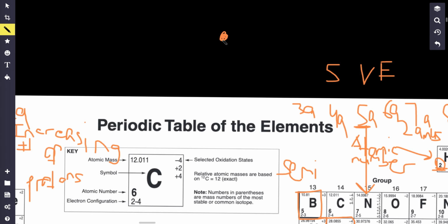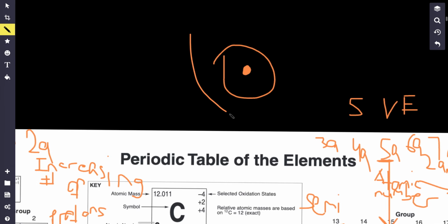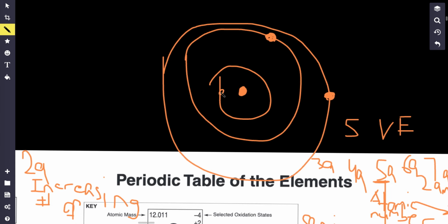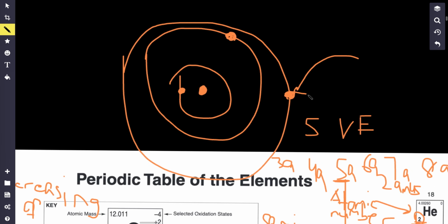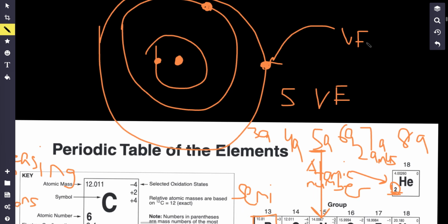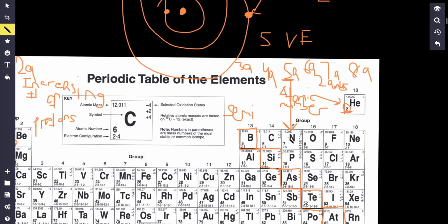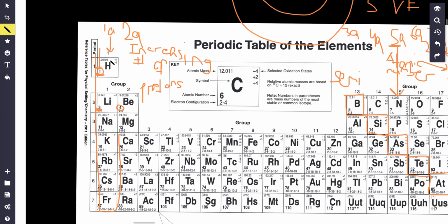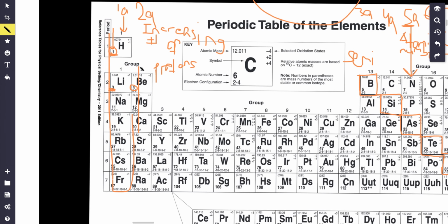If you have an atom, let's say this is the nucleus, and let's simplify things and say these are the shells where electrons can reside. The electrons in the outermost shell are called the valence electrons. Because nitrogen is in group 5A, it has 5 valence electrons, and so does everything else in group 5A. Group 1A has 1 valence electron, group 2A has 2, and so on.